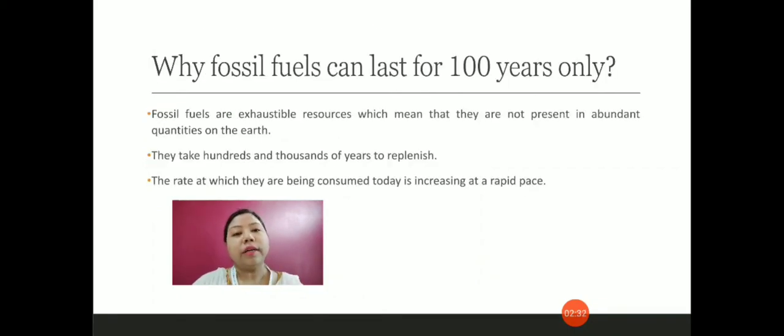Now, fossil fuels can only last for about 100 years. Why is it so? Fossil fuels are firstly exhaustible resources, which means that they are not present in abundant quantities on the earth. They take hundreds and thousands of years to replenish. They do not get formed in a few years. The rate at which they are being consumed today is increasing at a very rapid pace, and there are chances that one day fossil fuels will be completely exhausted from the earth. This is why we need to conserve fossil fuels, and this is also the reason why they will not last longer.